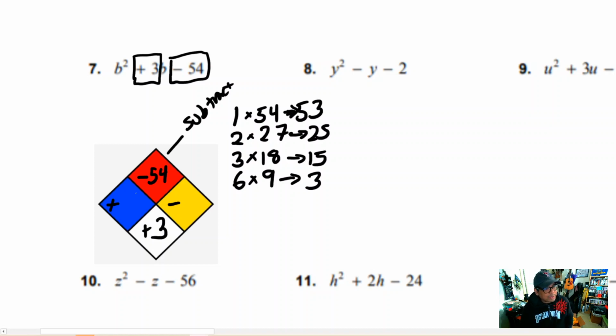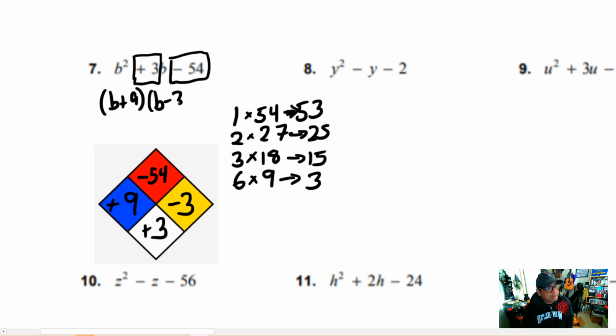So we're going to figure out, does it need to be positive 6 or positive 9? And by the fact that I have a plus 3 here, that should tell me it should be a plus 9 and a minus 3. All right, so my answer here is going to be B plus 9 and B minus 3. All right, that's pretty good.